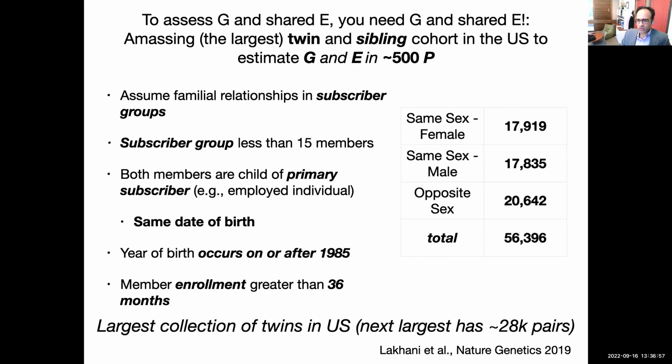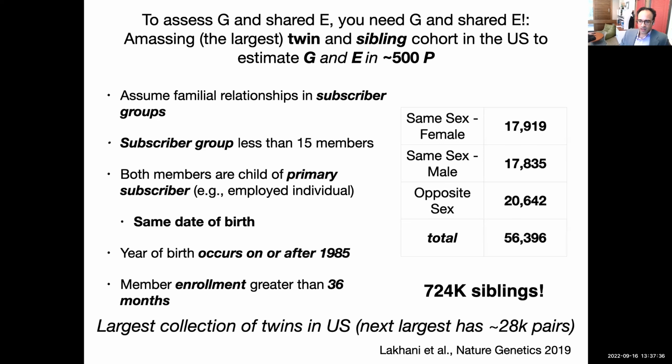The added benefit of using a data set such as this one is that to assess G and shared E, you need G and shared E measured in the same place. To do that, what we did was look at individuals' family relationships, for example, twin status. Out of these types of data, here we got 60,000 twin pairs out of a large cohort of over 10 million or so. It provided a nice place to do a natural experiment of sorts to get family relationships. The next largest collection of twins were about 30,000.